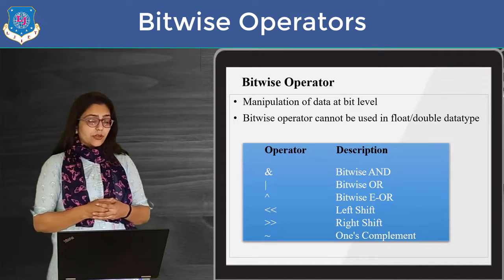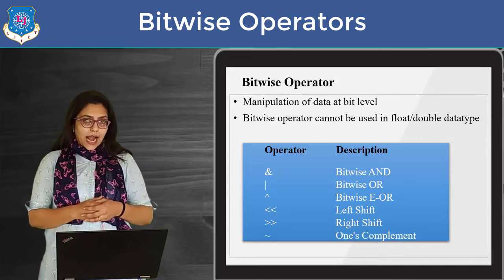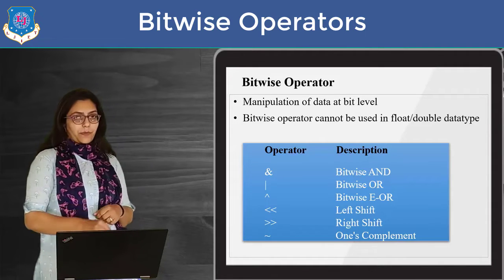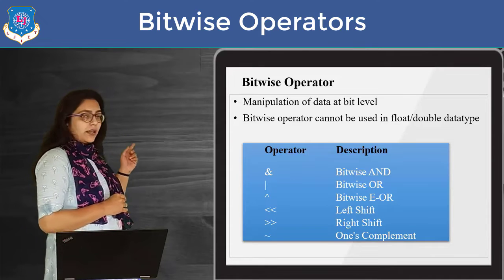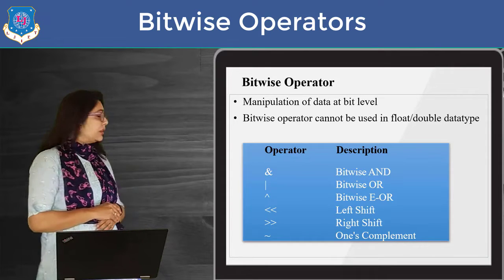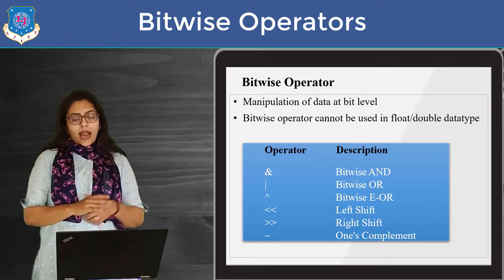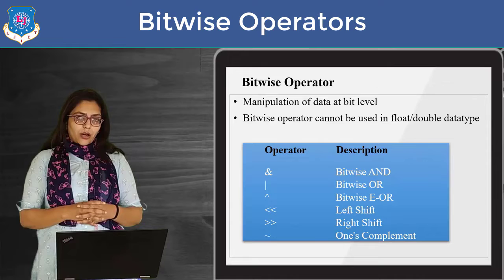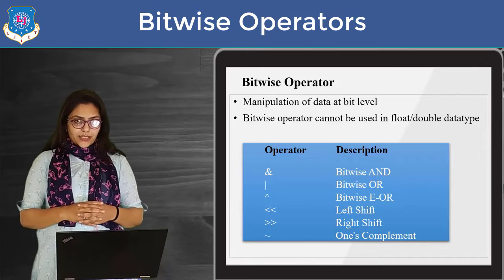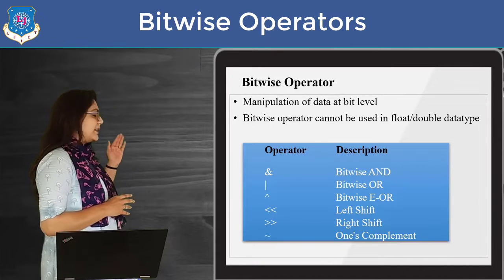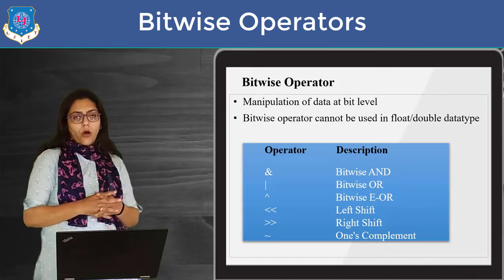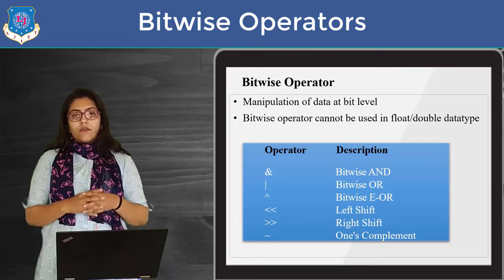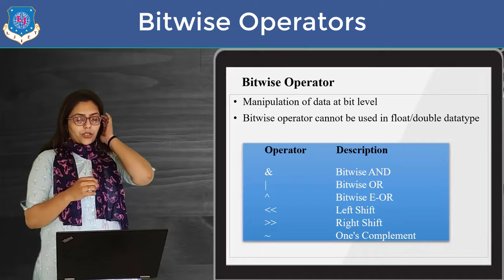Now which are these operators? You can see single AND, which is the symbol of the bitwise AND operator. Then the vertical line, that is the OR operator. Then the caret sign, which is exclusive OR. So if you have some knowledge about gates in physics, then you know what exactly AND, OR and exclusive OR perform.